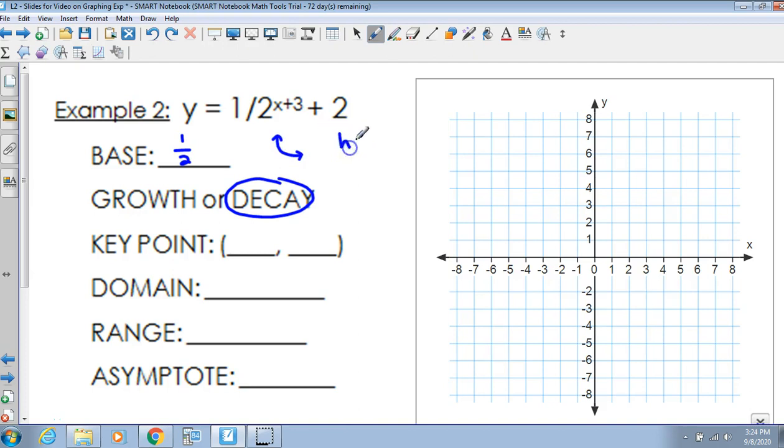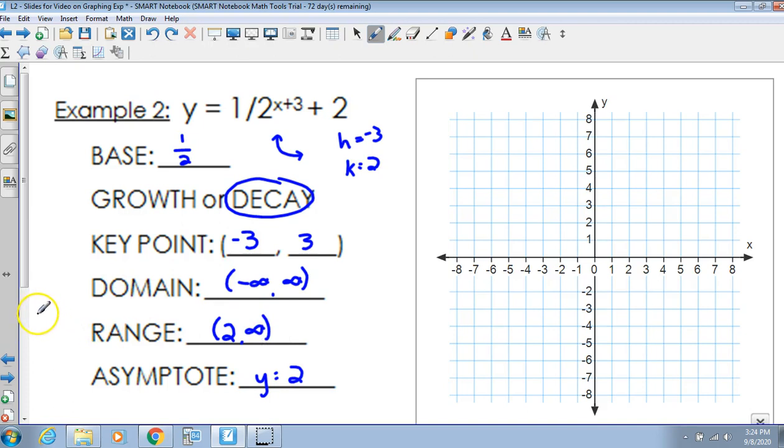Let's find our h and our k. H is negative 3. K is 2. So our key point is h, k plus 1. And our asymptote is y equals k. Domain for any exponential function goes from negative infinity to infinity, and our range goes from k to infinity.